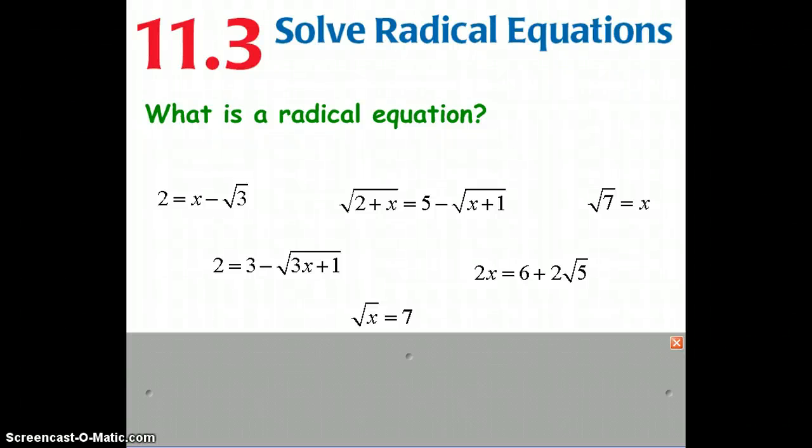So in this lesson, we're going to learn how to solve radical equations algebraically, and hopefully you watched the video on how to solve them graphically first. So first of all, what is a radical equation?